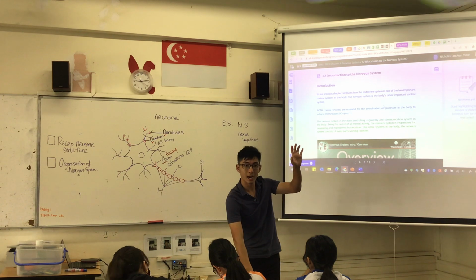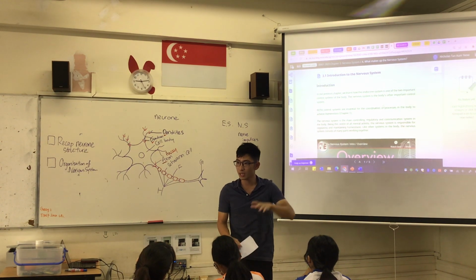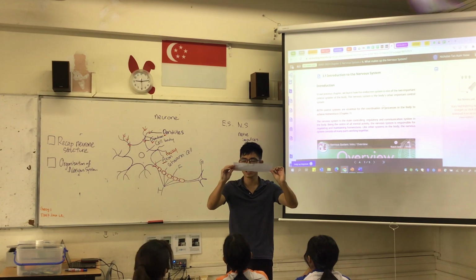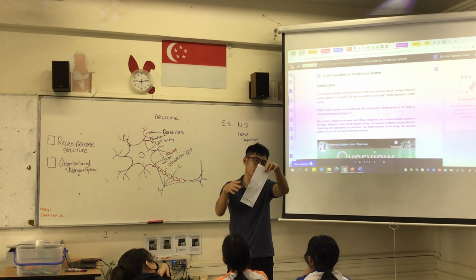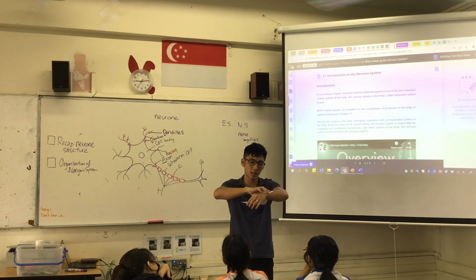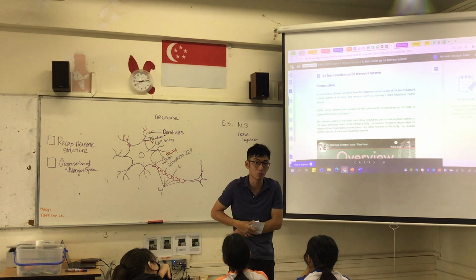So, what are Schwann cells? Schwann cells, as the name suggests, they are cells. They are flat cells, right? Cells that are very flat. And not only are they very flat, they're also quite long. And it allows them to do this. It allows them to wrap around the axon. So that's what Schwann cells do.